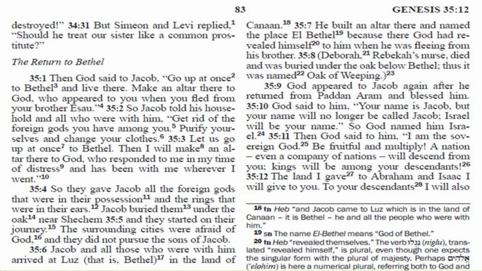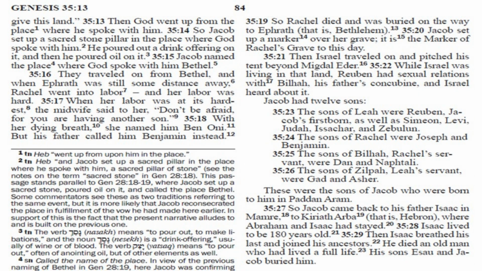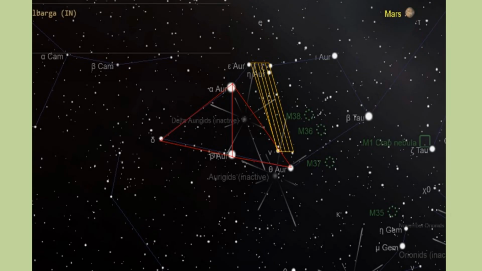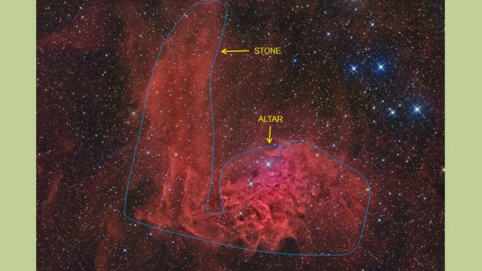Chapter number 35, verse number 6 to 7 and 14 to 15 states that during his return journey, Jacob built an altar and set up a sacred stone pillar at Bethel and named it El Bethel. From all this information, we can confirm that the constellation Auriga is Bethel, where we can see an altar and a stone erected next to it, as you can see in this picture. The IC 405 Flaming Star Nebula present in the constellation Auriga also resembles an altar and an erected stone.